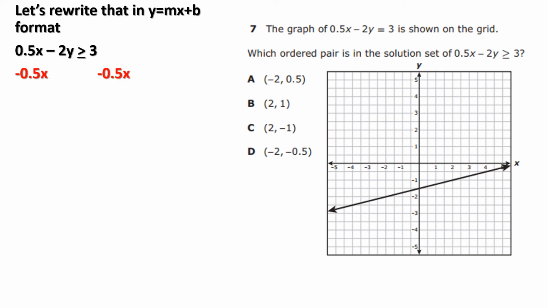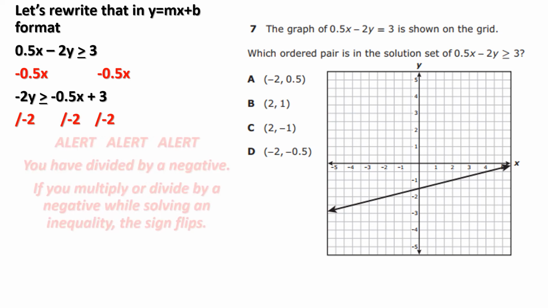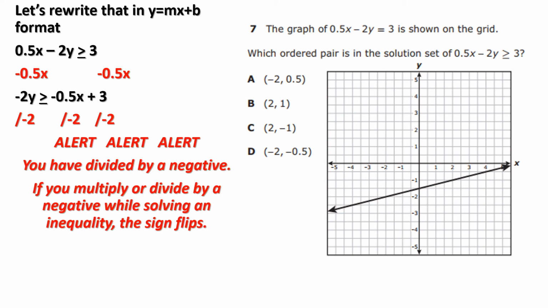I'm going to solve for y. First thing I'm going to do is subtract 0.5x from both sides. That leaves me with negative 2y is greater than negative 0.5x plus 3. I will divide everything by a negative 2 now. Alert, alert, alert, you have divided by a negative. Remember, if you are multiplying or dividing by a negative while solving an inequality, the sign flips.